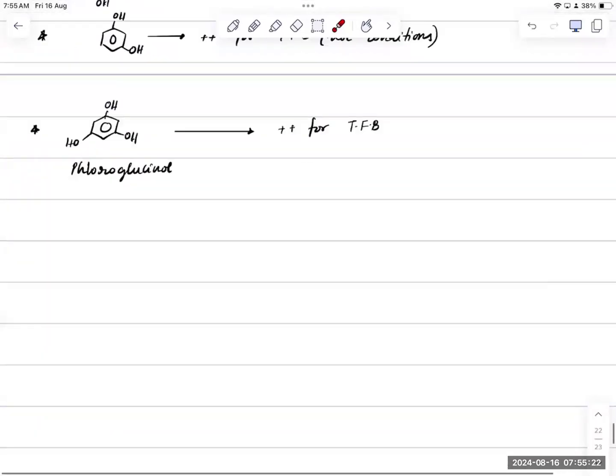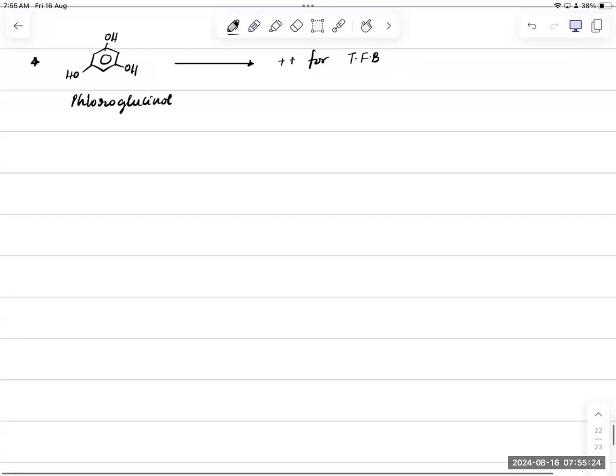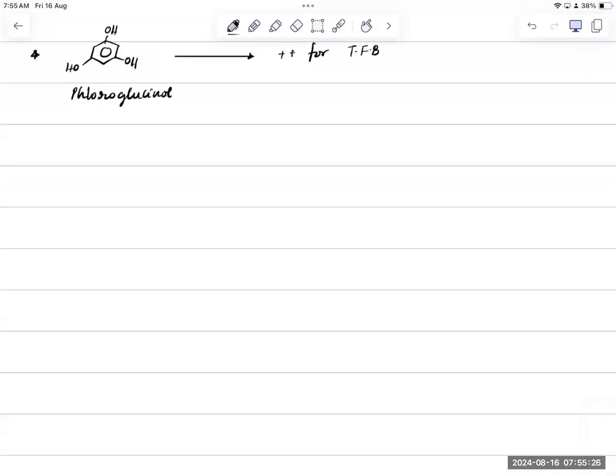Right. So this is about Tollens, Fehling's, and Benedict solution. Next is about strong oxidizing agents. Sixth one, I guess. What are all the strong oxidizing agents we will usually see? Let's understand that.